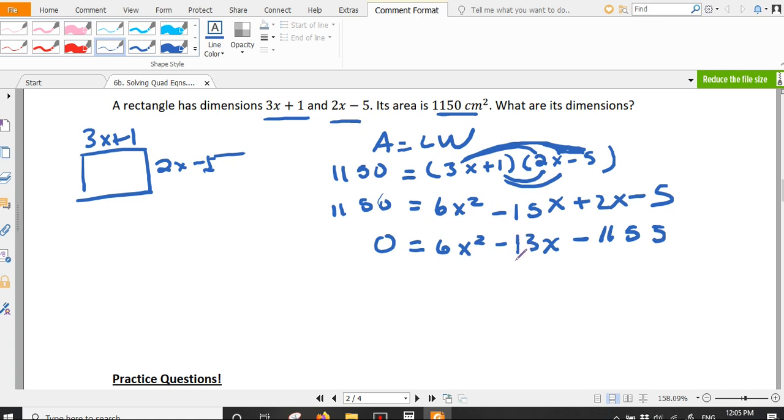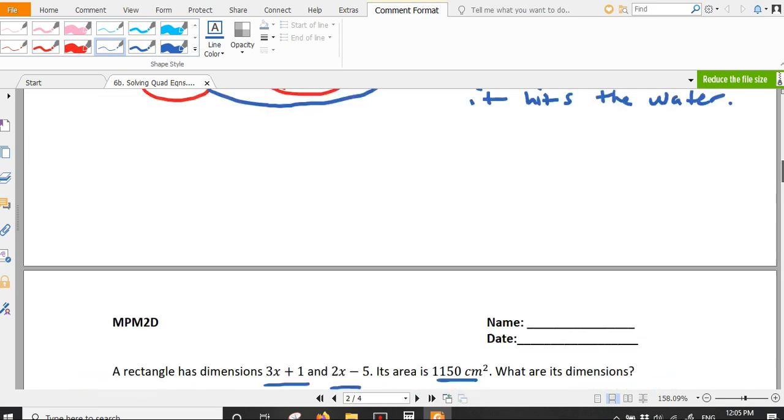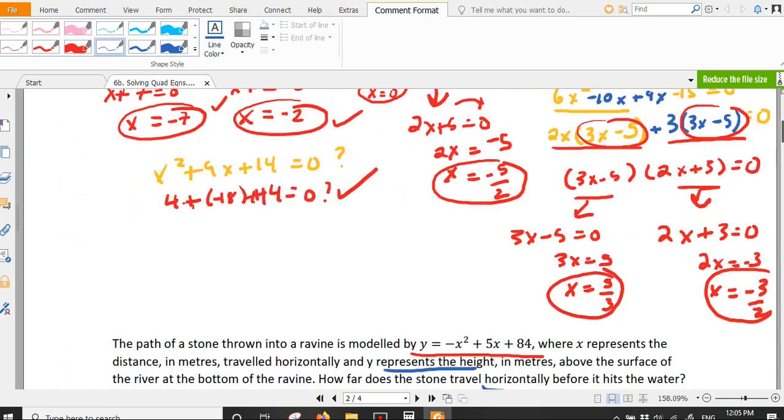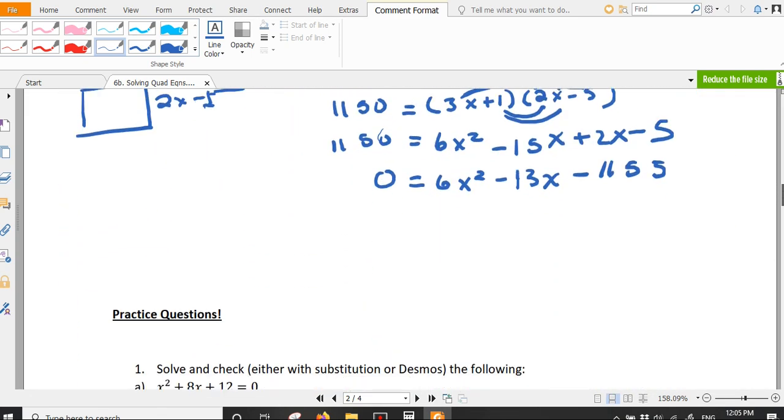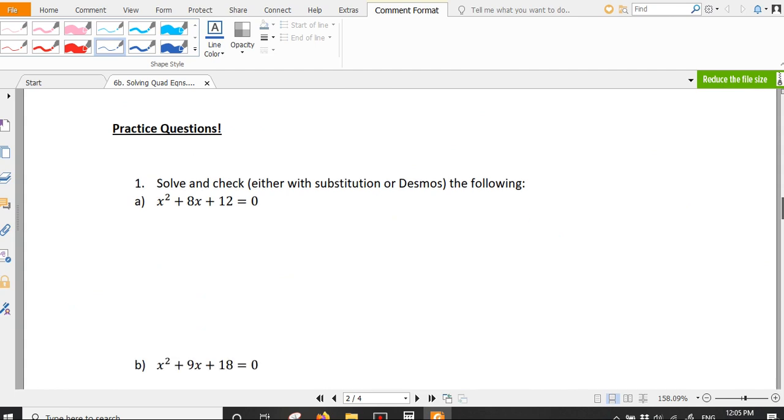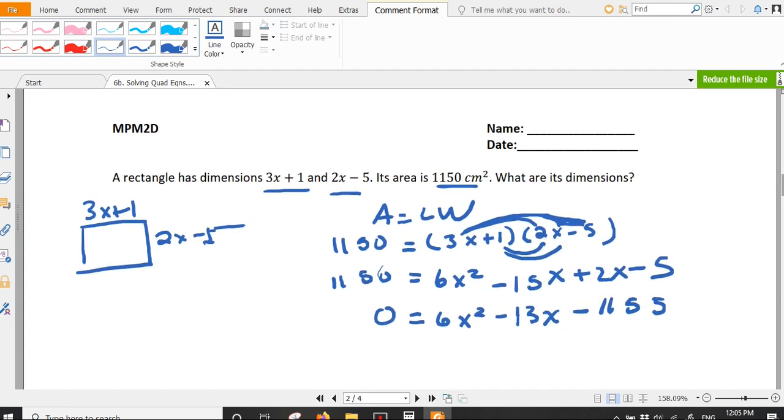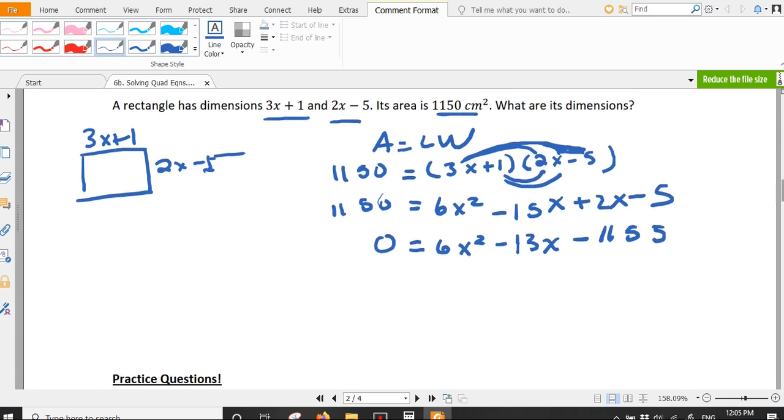Now, as of right now, how do we solve this? Well, we can't, okay? Because we are supposed to use something called the quadratic formula, which is going to be, I believe, the next lesson or the lesson after that. So for now, I'm going to leave this question, okay? And we are going to come back to it, okay?